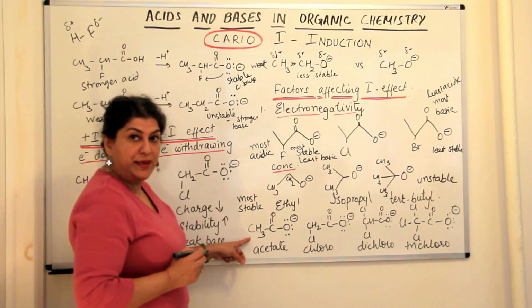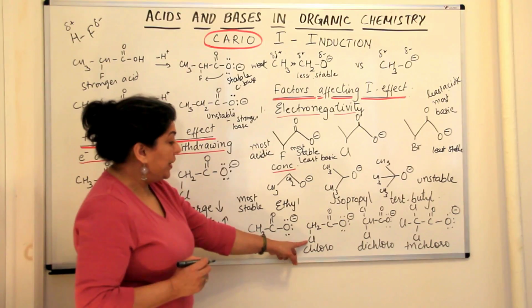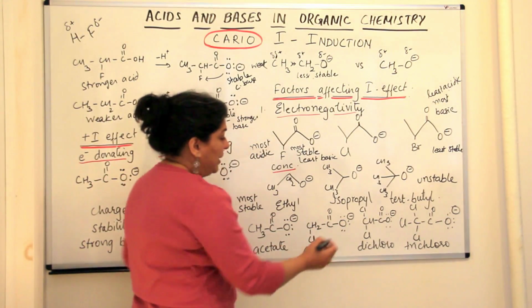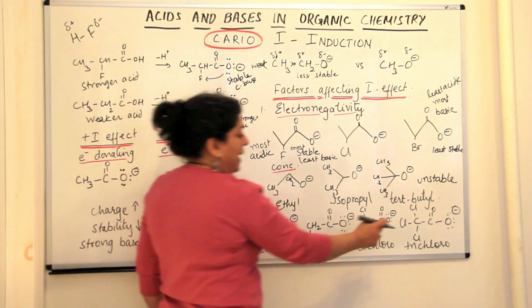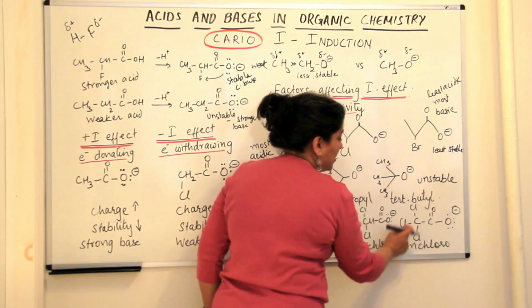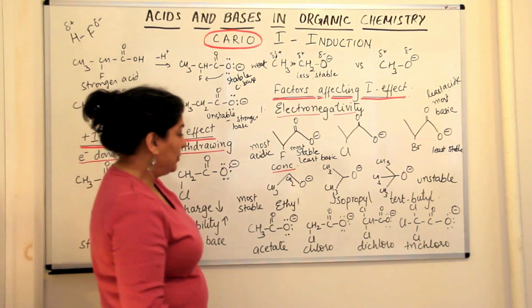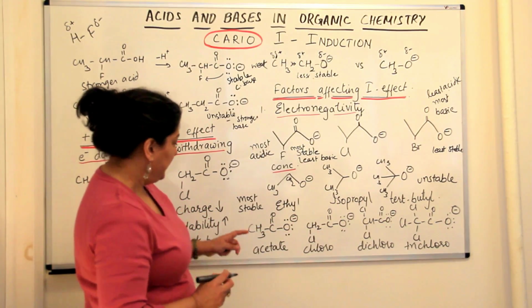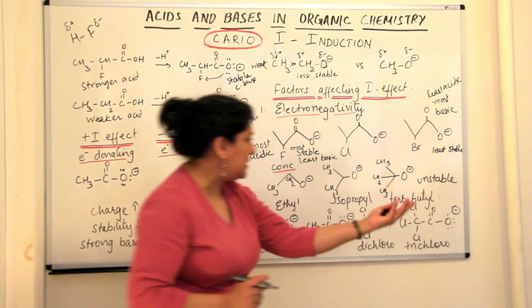This is not showing minus I effect. It is rather showing plus I effect. This chlorine is showing minus I effect. There are 2 chlorines, so the minus I effect here would be even more. And there are 3 chlorines here, so the minus I effect will be most in the last compound, in the trichloro ion. So if this is having maximum effect, it is minus I.